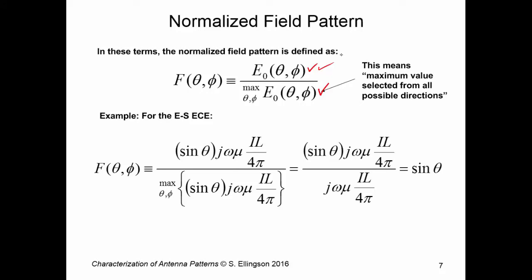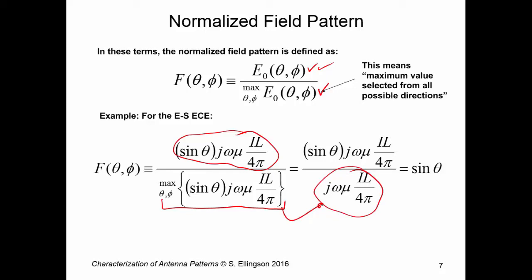naught. So, for example, for our electrically short electric current element, E sub naught is this, as I pointed out in the previous slide. And then we want to divide it by the maximum value of that quantity. The maximum value of that quantity is simply this, because the thing which maximizes that quantity is when theta equals pi over 2, because that gives you sine theta equals 1. You do that division, and you find that the normalized field pattern in this case is just sine theta. So the normalized field pattern of an electrically short electric current element is just sine theta.